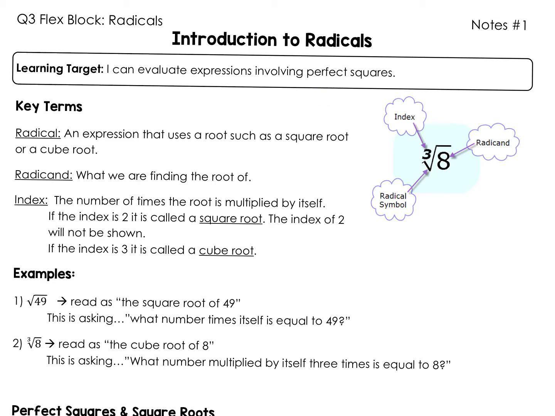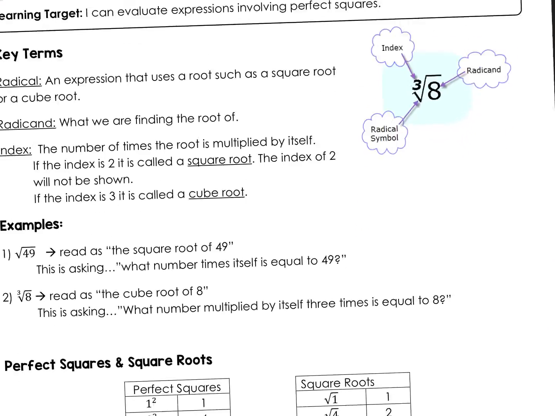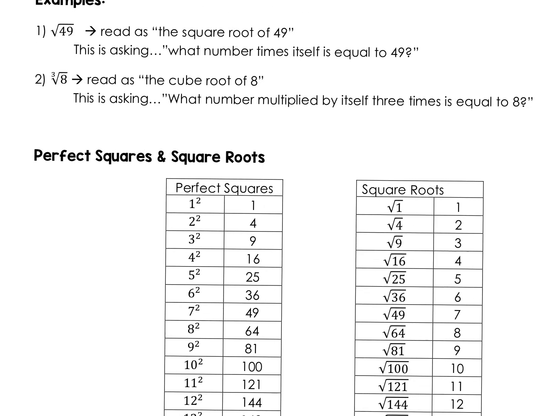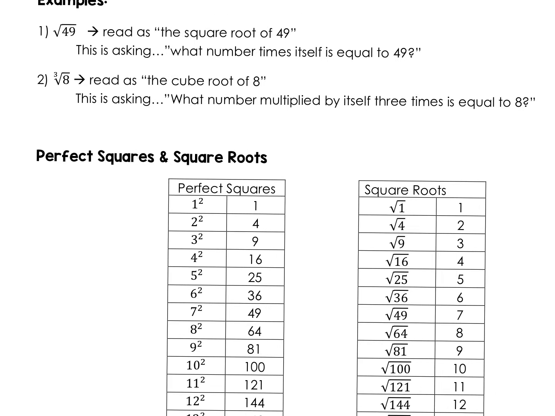So if I was reading that to myself out loud, the square root of 49 would look like this. And what that's asking is what number times itself is equal to 49? Well, 7 times 7 is equal to 49, so the square root of 49 is 7.